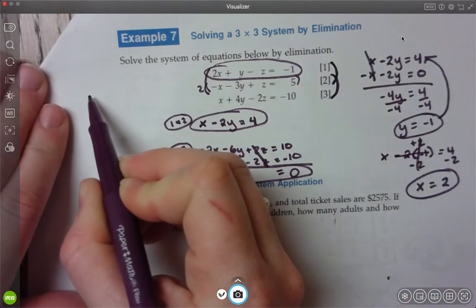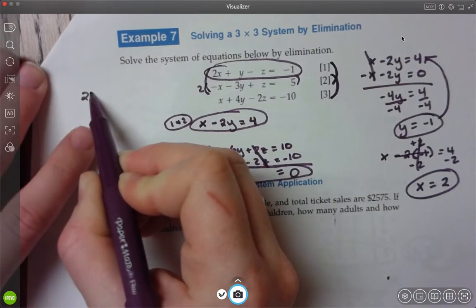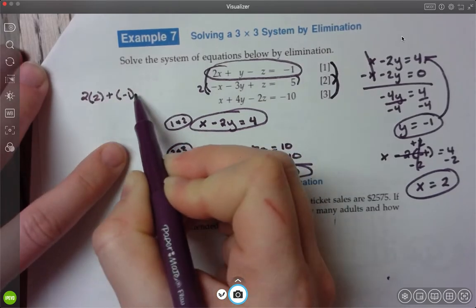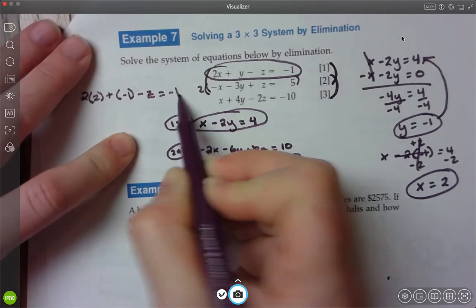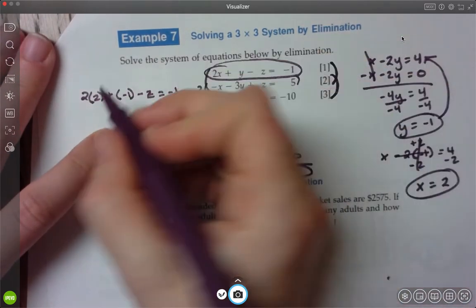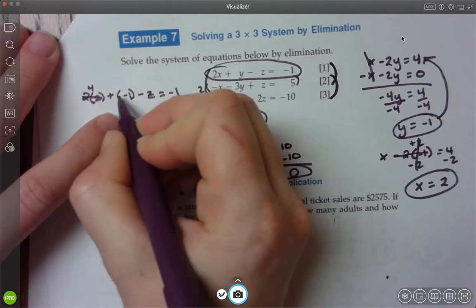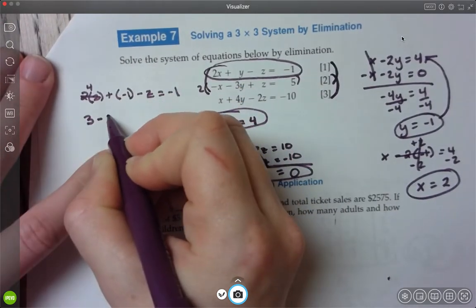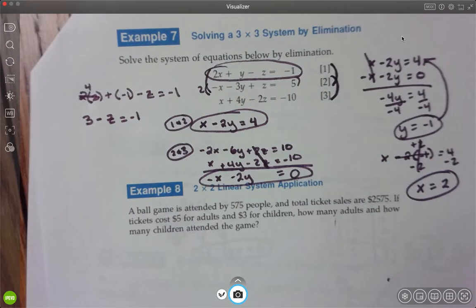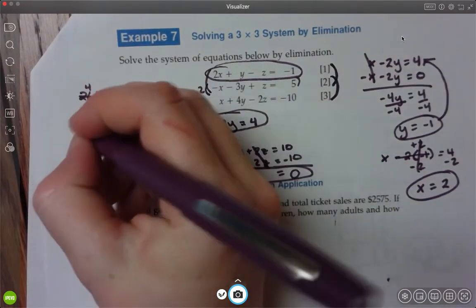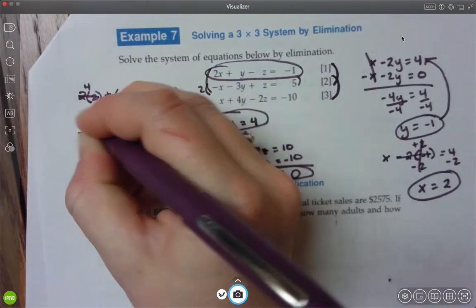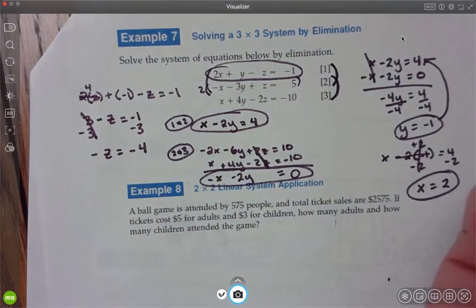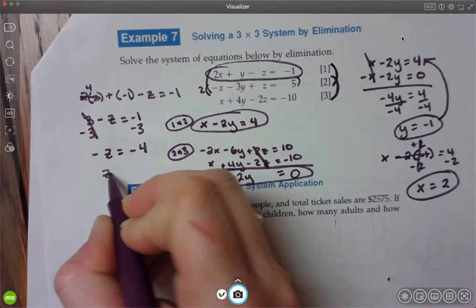So let's plug into the top. We get 2 times x, which was 2, plus y, which was negative 1, minus z equals negative 1. Okay, so 2 times 2 is 4. 4 plus a negative 1, or 4 minus 1, is 3. So really I have 3 minus z equals negative 1 here. Then I'm going to bump the 3 to the other side, so I'm going to subtract 3. So I have negative z is equal to negative 4. And so dividing by a negative, I'll have positive z equals positive 4.